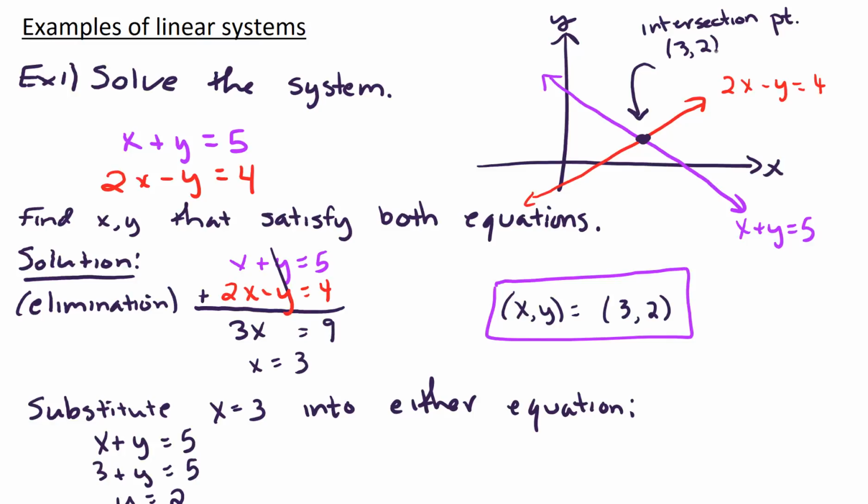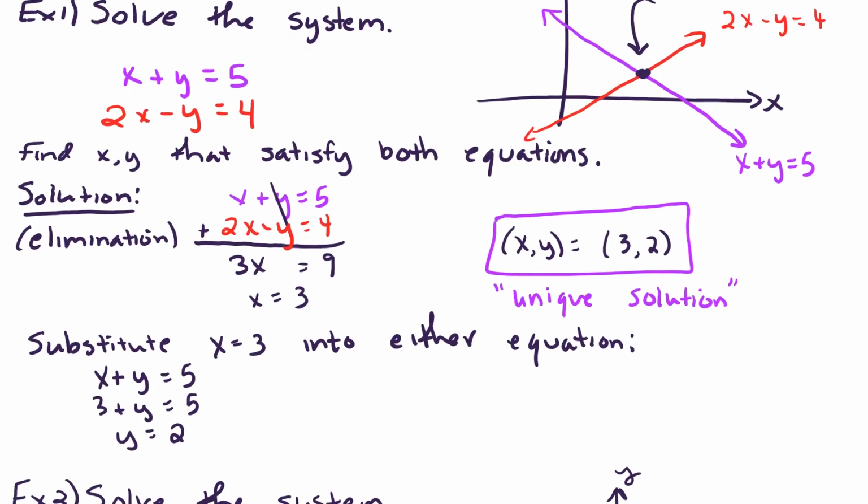The point is we get a unique solution. We found a solution, and there's actually only one solution. So in this case, I'm going to label it unique solution. There are no other solutions to this system. There's a one and only solution. Great. Let's take a look at another example.